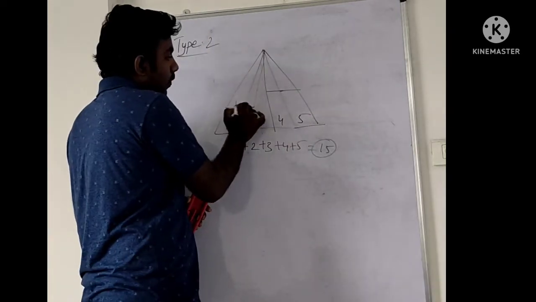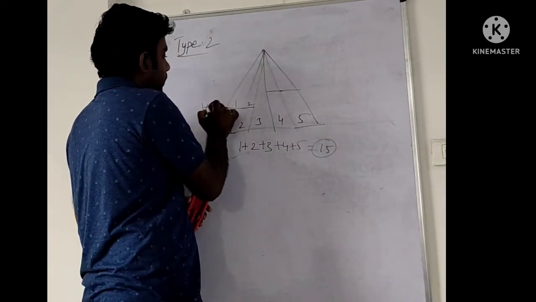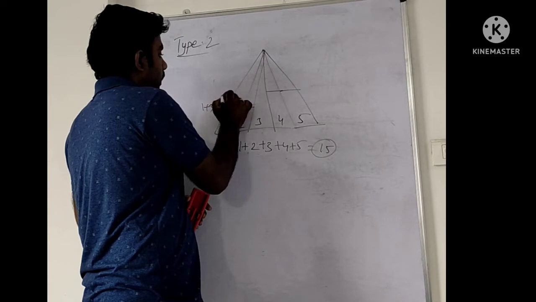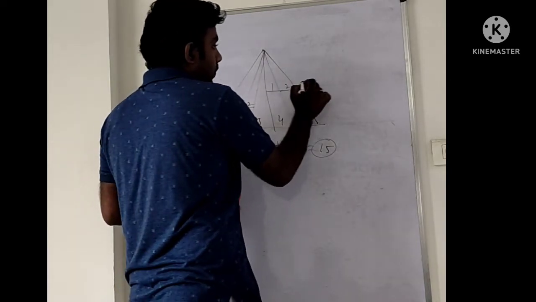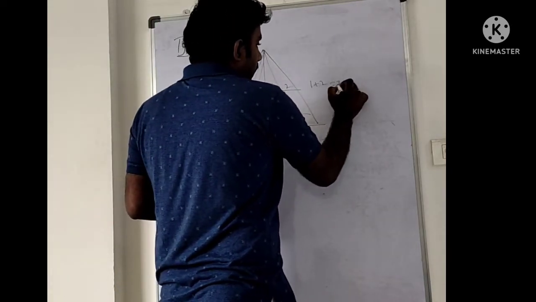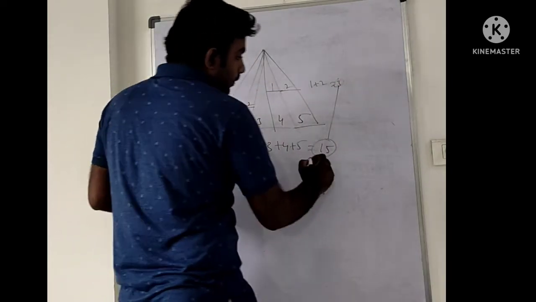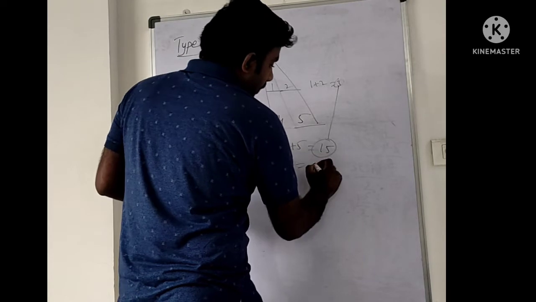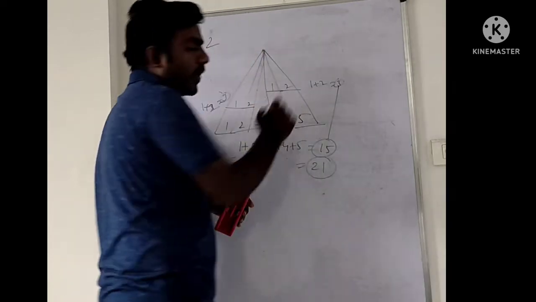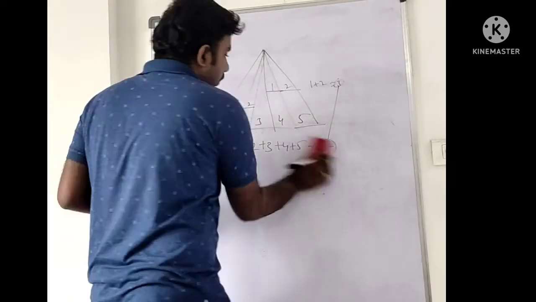Here how many bases are there? 1, 2, which means 1 plus 2, 3. Here 1 plus 2 is 3. Then 3 plus 15, and 3 more means 6 plus 15 is 21. Here the number of triangles is 21.